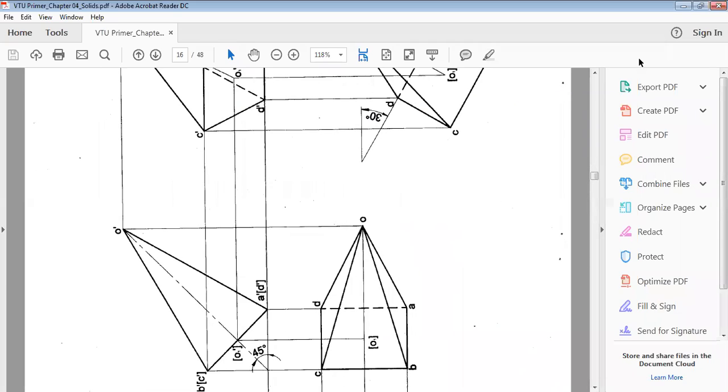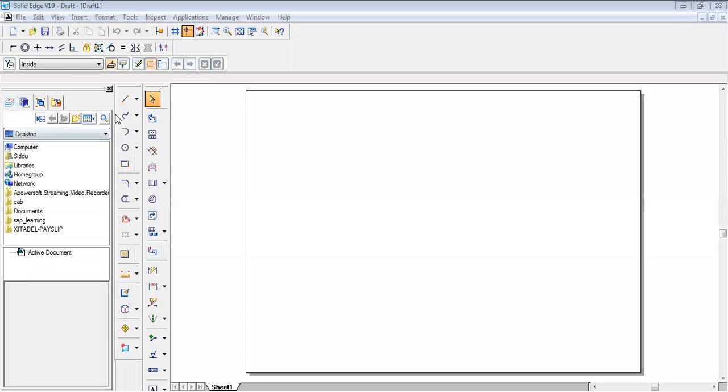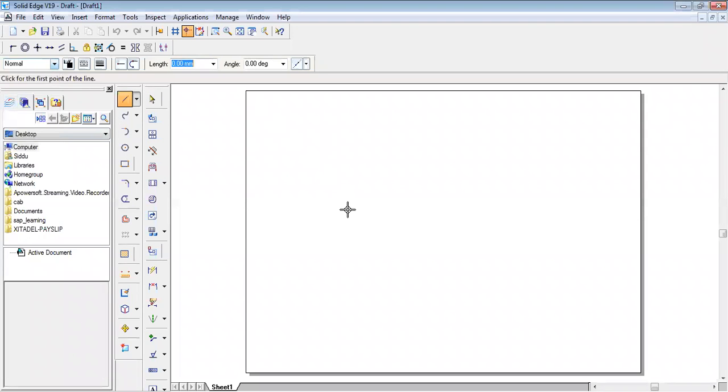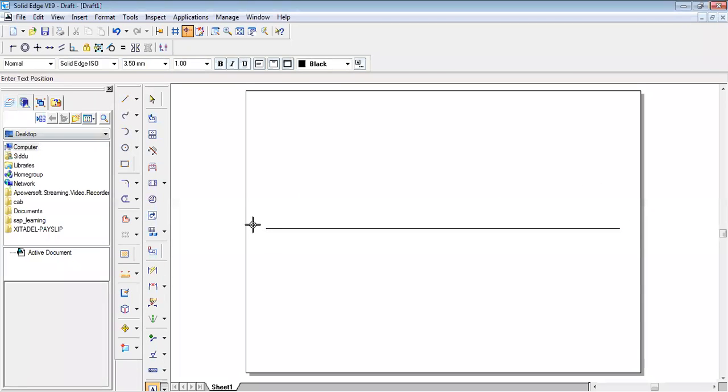Now we will straight away go to the software and see how we are supposed to draw this problem, the square pyramid. As usual, go to the normal line, which is supposed to be a 0.35 mm thick line. Just draw an XY line. The moment you finish it, name both axis lines and also the planes.